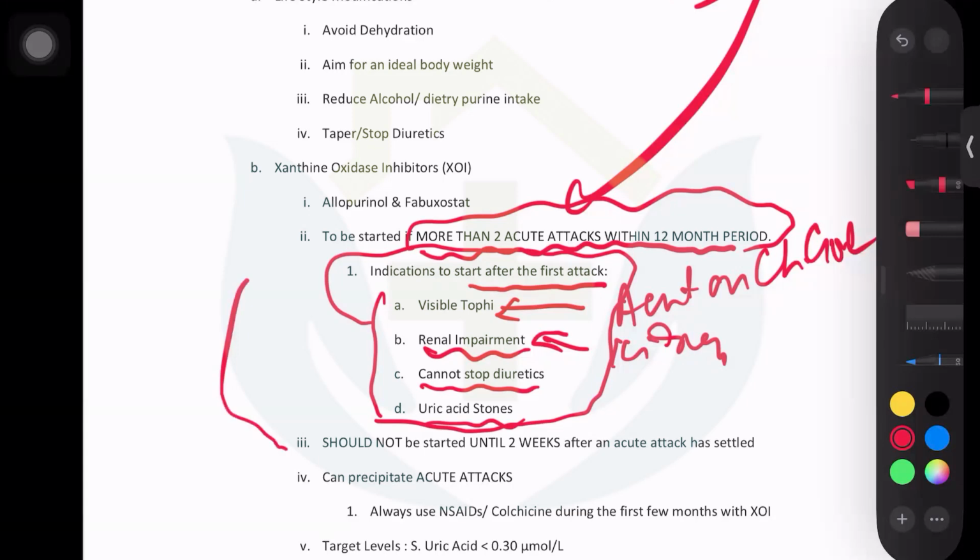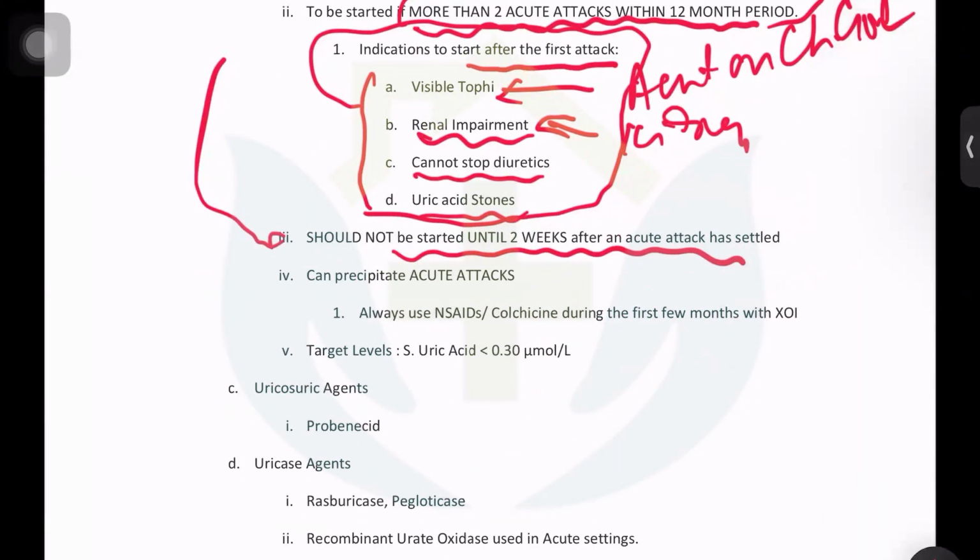You should not start allopurinol until 2 weeks after the acute attack has settled. Why? Because it will again push the patient to a prolonged acute attack. It can precipitate an acute attack. Always use NSAIDs and colchicine during the first few months with a xanthine oxidase inhibitor. Target levels are to bring it down to 0.3.